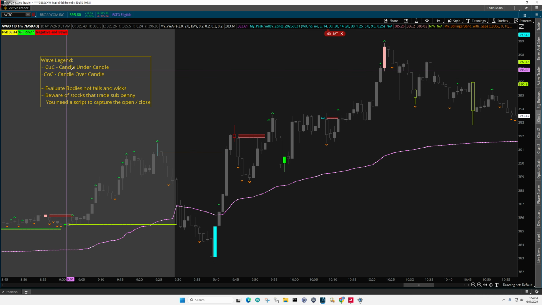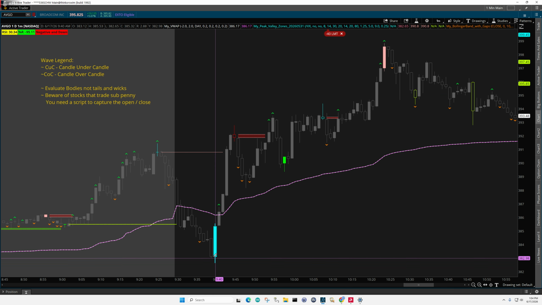So CUC is candle under candle, and COC is candle over candle. So the waves will be made up of structure that looks like that, and that's also how the waves begin and end. They end with CUCs and COCs. You must always evaluate the bodies, not the tails and the wicks. So don't evaluate the tails and don't evaluate the wicks.